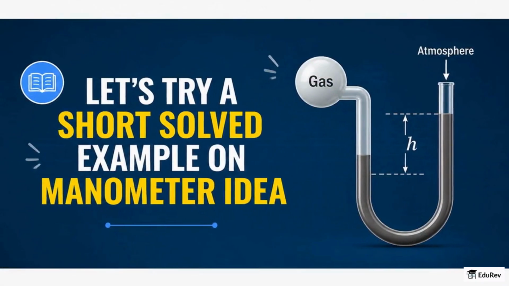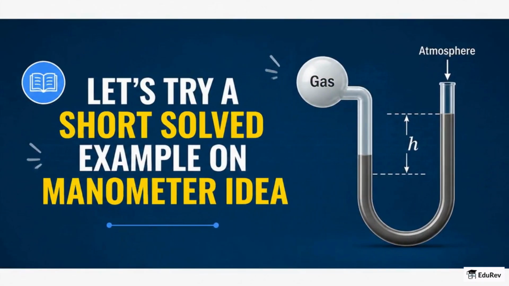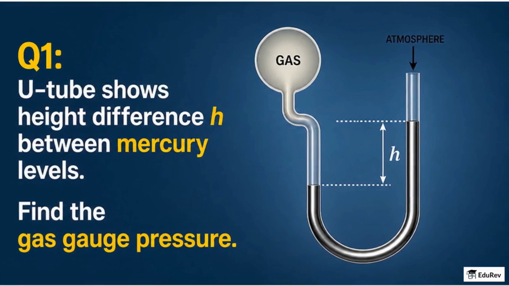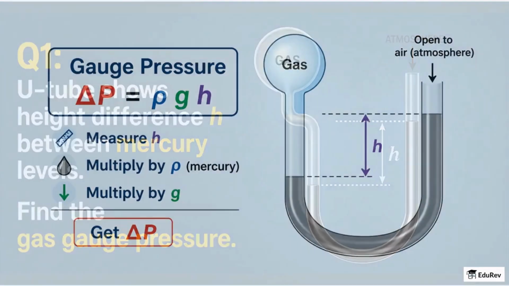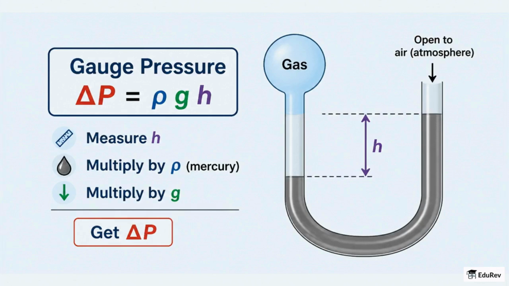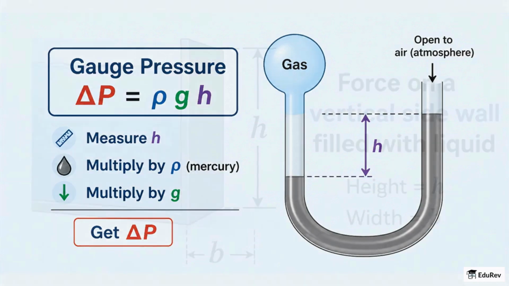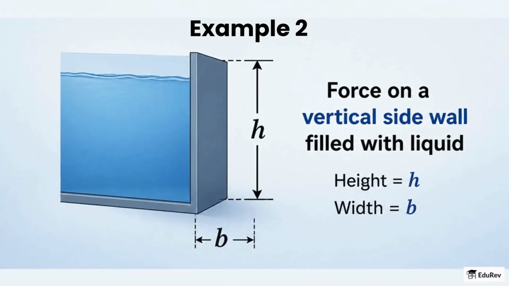Let us try a short solved example on the manometer idea. Question number 1. A U-tube shows a height difference between mercury levels. Find the gas gauge pressure. The solution uses gauge pressure equals rho g h. So measure h, multiply by the mercury density and by g, and you get the pressure difference between the gas and atmosphere. Next, consider the force on a vertical side wall filled with liquid of height h and width b.